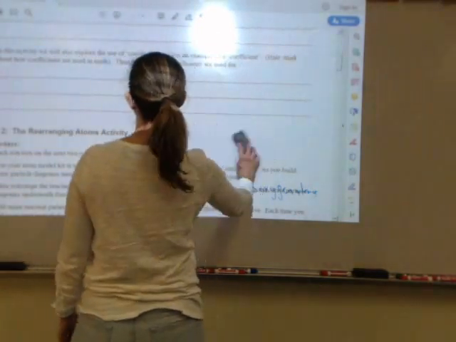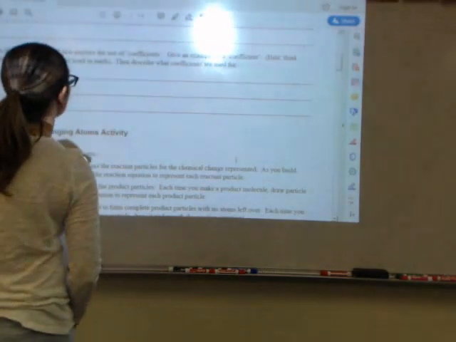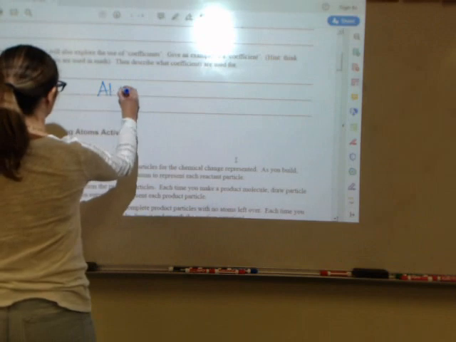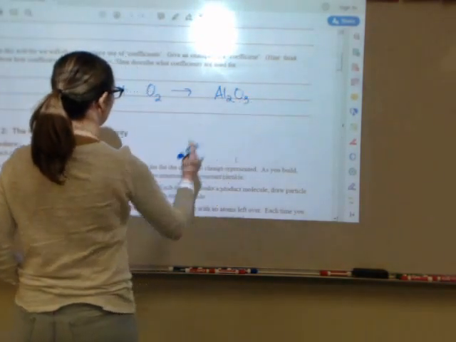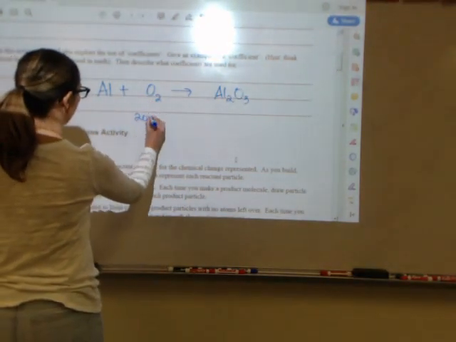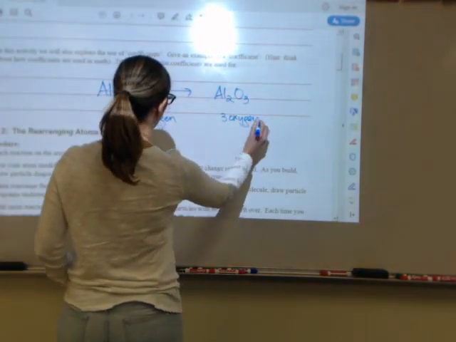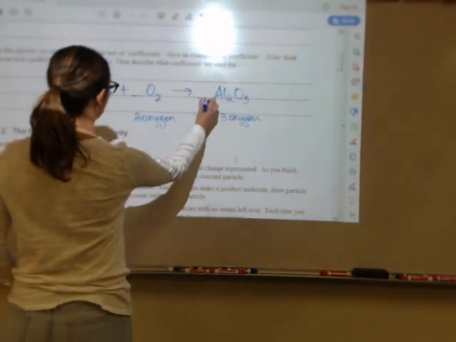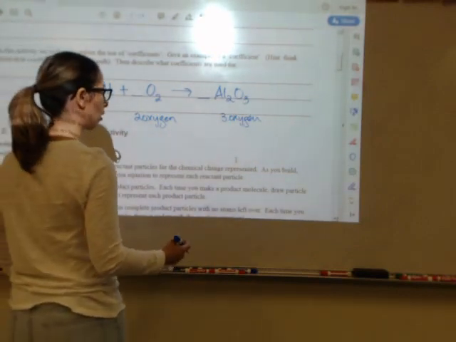So let's think about how coefficients are used in math. So coefficients are used to balance things. What I mean by that is if I have aluminum combining with oxygen to give me aluminum oxide, you'll notice that I have 2 oxygens on the reactant side, and I have 3 oxygen on the product side. And if I want to follow the law of conservation of mass, I have to put a number in front to multiply the 2 and the 3 to give me 6. So I have the same number on each side.